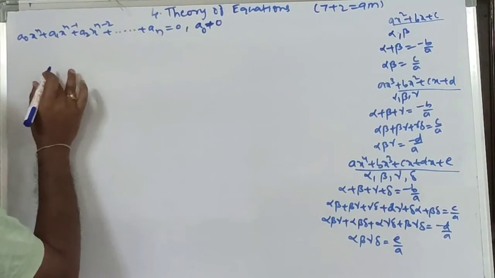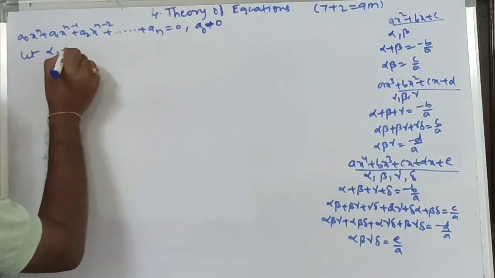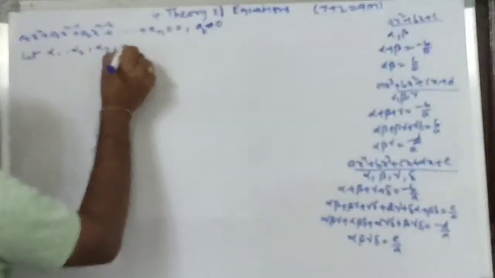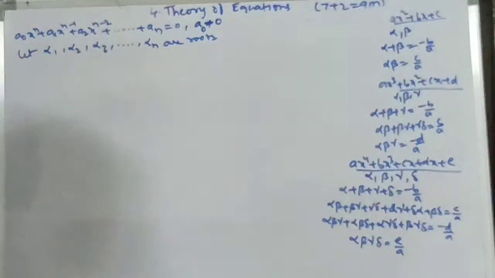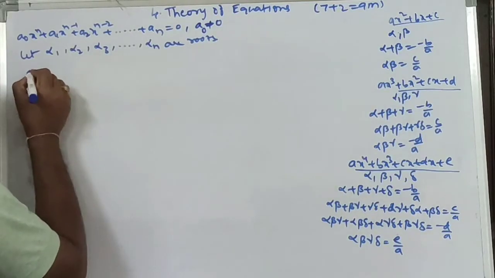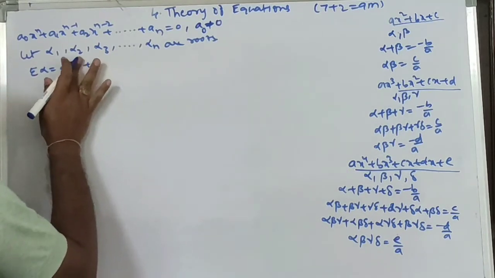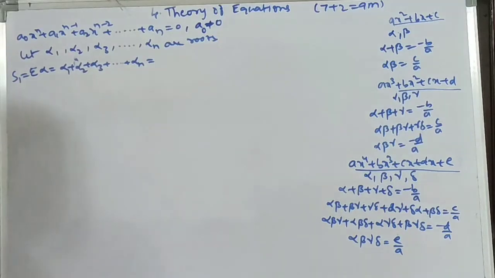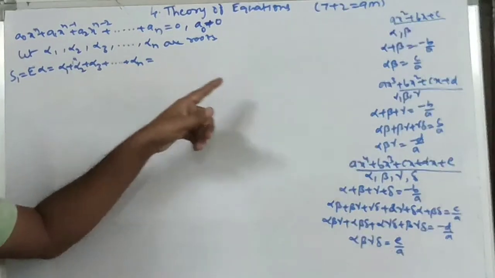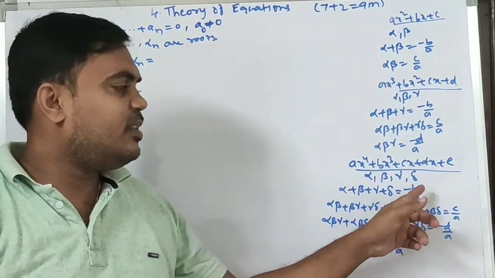So I am taking the first one. How many roots does it contain? n roots. Let alpha 1, alpha 2, alpha 3, up to alpha n be the roots. First, sigma alpha is alpha 1 + alpha 2 + alpha 3 + and so on up to alpha n. We write it as S1 also: S1 equals alpha 1 + alpha 2 + and so on.